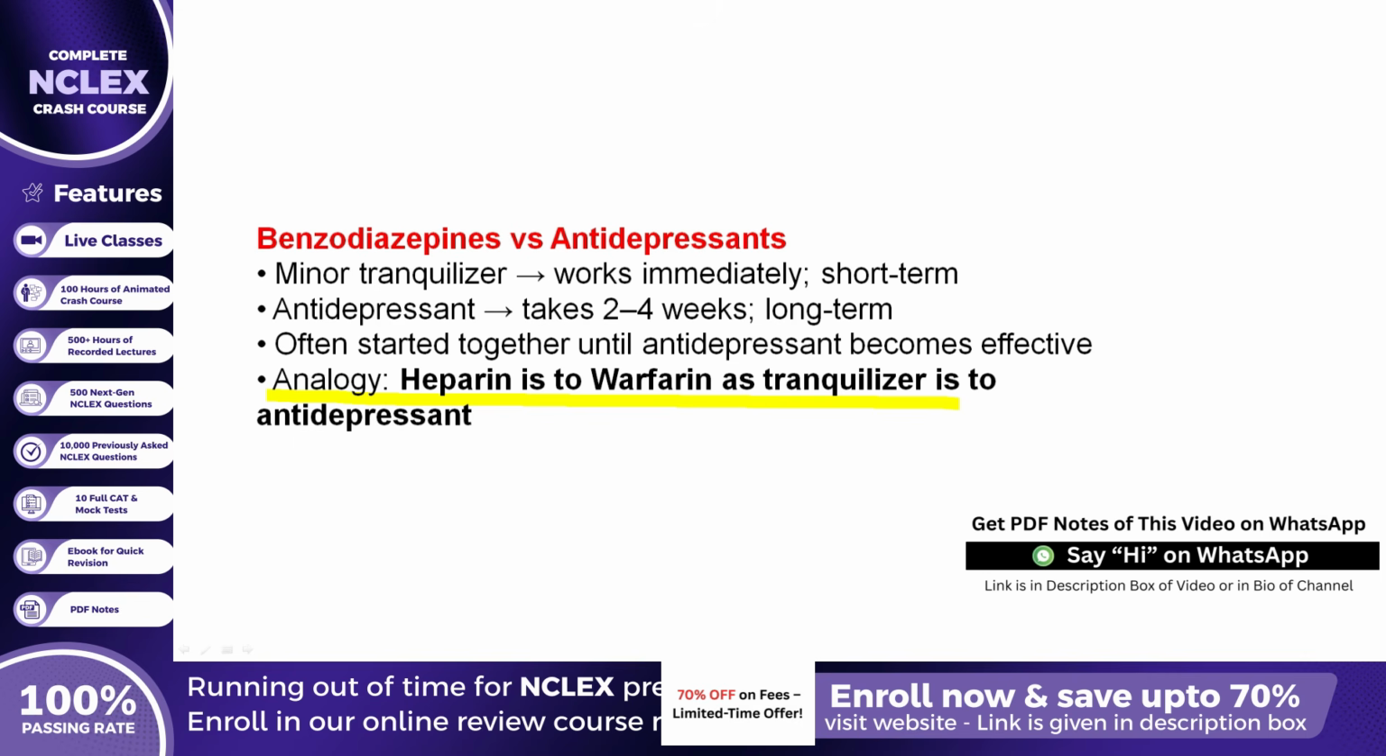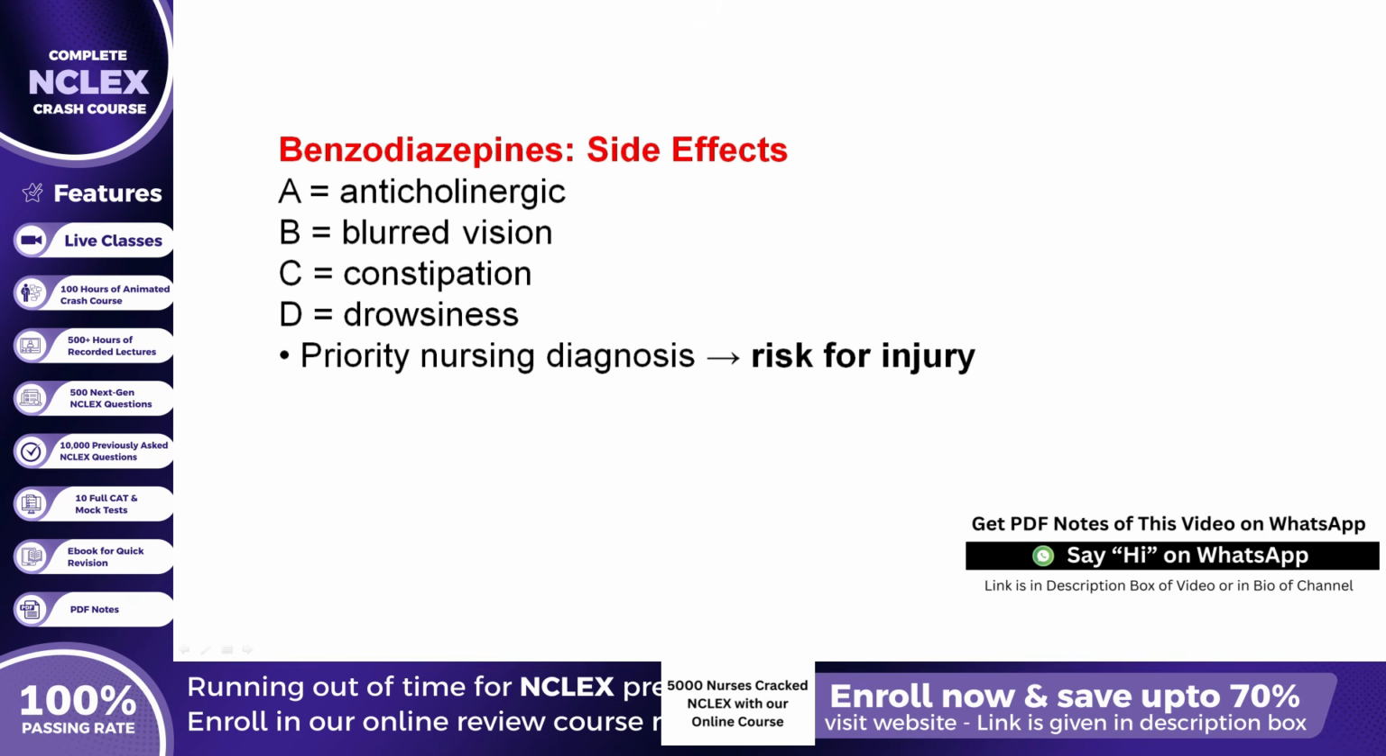As we begin discussing benzodiazepines, the first thing I want you to remember is that the side effects can easily be recalled using the letters A, B, C, and D. A stands for anticholinergic effects, which is an important baseline concept for NCLEX level awareness. B represents blurred vision, which is a common and very testable effect of these medications. C refers to constipation, which continues the standard pattern seen in many sedating medications. D means drowsiness, a hallmark effect that directly impacts client safety. And because of these effects, the priority nursing diagnosis is a risk for injury, which is exactly what the NCLEX expects you to identify.